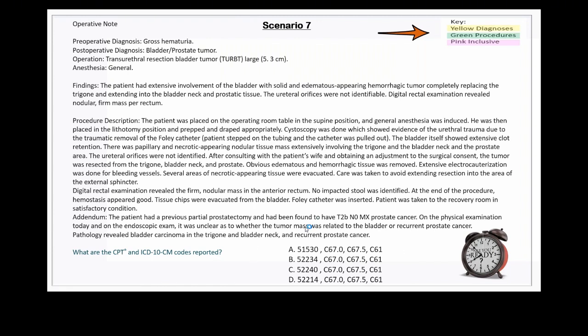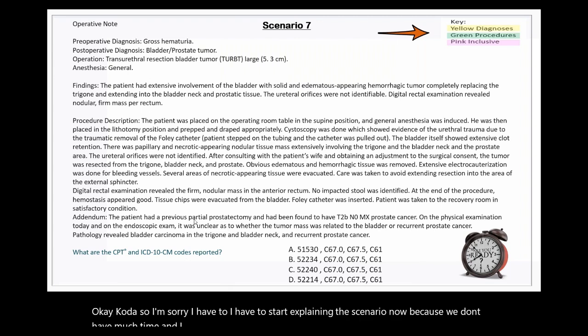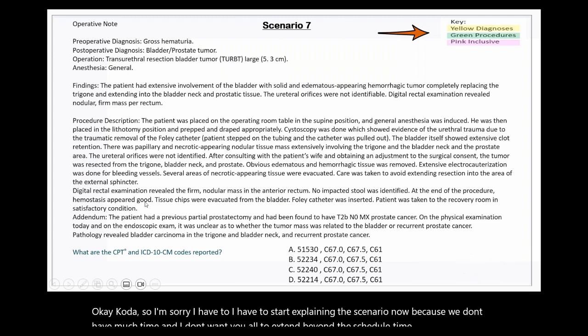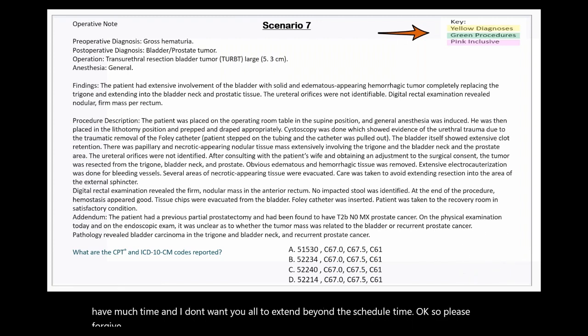Okay, coders. I'm sorry, I have to start explaining the scenario now, because we don't have much time, and I don't want you all to extend beyond the scheduled time. So please forgive me for that, and I will walk you through this scenario.